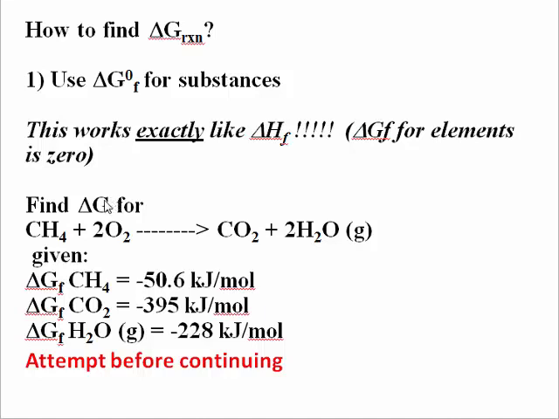So let's look at a straightforward exercise. Find delta G for this reaction, which is the combustion of methane to make carbon dioxide and water vapor. It will be at a temperature of 25 Celsius. And here are shown some tabulated values of Gibbs energies of formation for CH4, CO2, and H2O. You should attempt this exercise before continuing in the presentation.